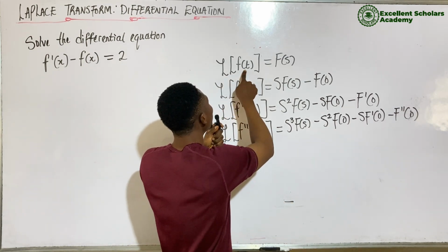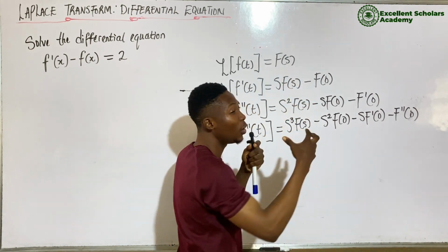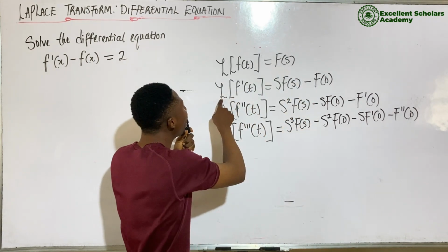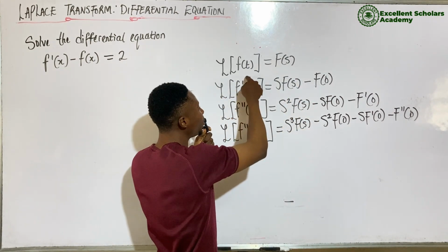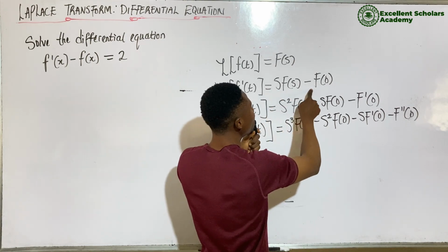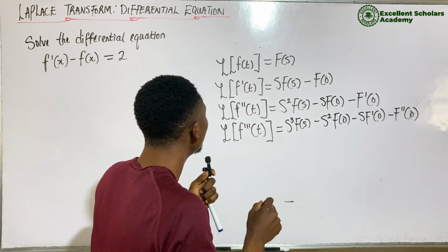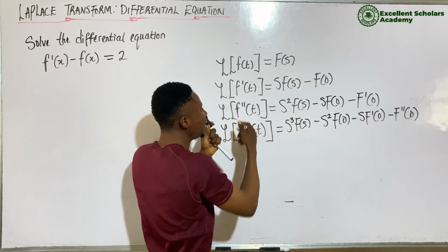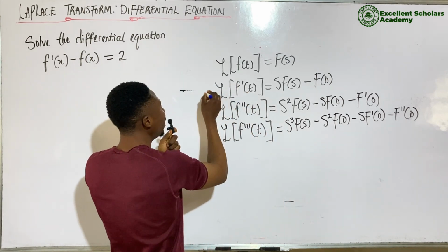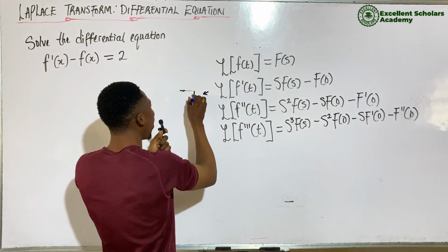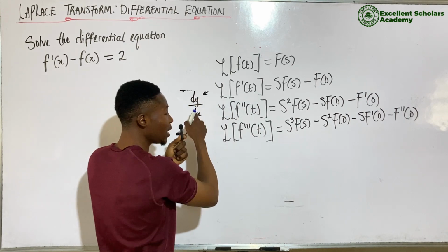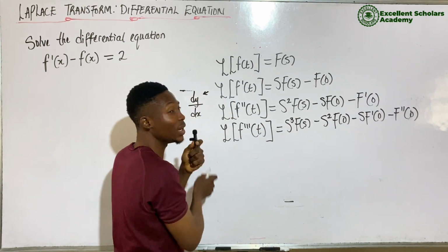The Laplace transform of f of t is F of s. The Laplace transform of the first order f prime of t is going to be s F of s minus f of 0. What this means is simply your first order, relating this to dy dx.